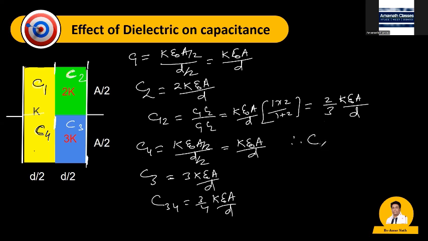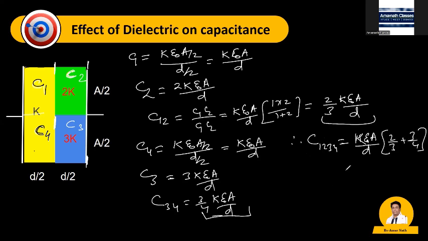Therefore, C1234 as a whole, as both are parallel, you know that when parallel, they get added only. So K epsilon naught A by D times the bracket 2/3 plus 3/4. You take the LCM, this is 12, then 4 twos are 8, then 3 threes are 9.